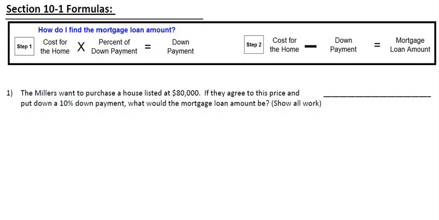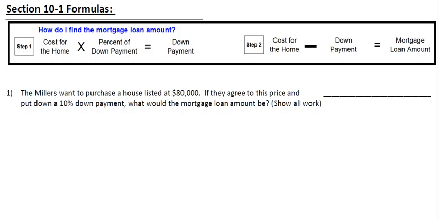Today we begin Chapter 10. In Chapter 10, we are talking about homes and houses, and how people can buy houses, and the money involved, and the math involved with buying those houses, the math involved with even maintaining and fixing and living in a house. So there's all types of things that we're going to learn in Chapter 10.